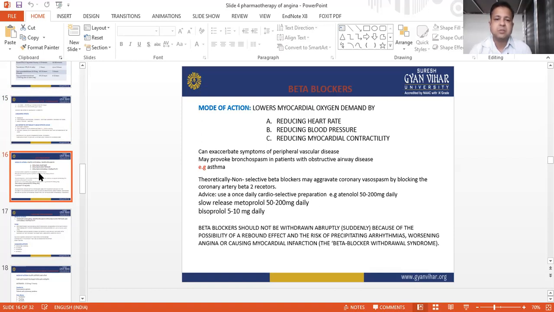Beta blockers should not be withdrawn abruptly because of the possibility of a rebound effect and the risk of precipitating arrhythmias, worsening angina, or causing myocardial infarction. That is the beta blockers withdrawal symptoms.